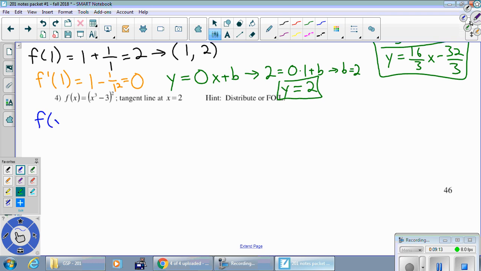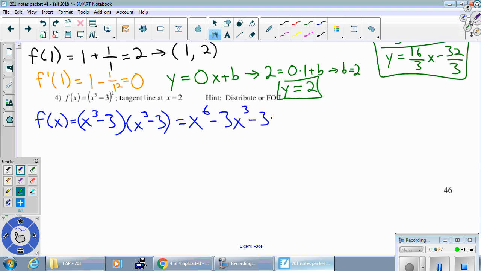So f of x equals, so (x cubed minus 3) squared really means just multiply it by itself. And now we'll FOIL, right? So first is x to the 6th, outers minus 3x to the 3rd, inners minus another 3x to the 3rd, lasts plus 9. So putting together those two like terms in the middle, x to the 6th minus 6x to the 3rd, plus 9. Okay, so now it's in a form that's differentiable for us. So let's do that here.